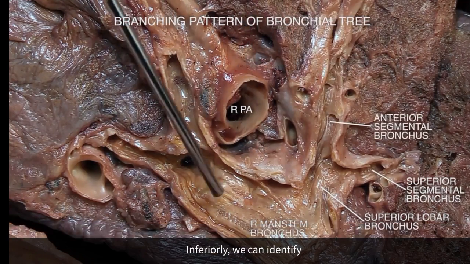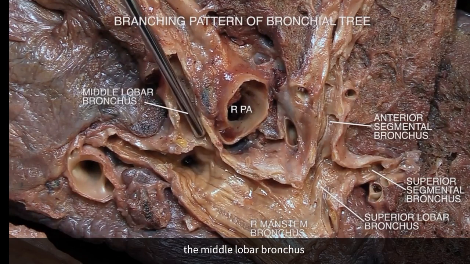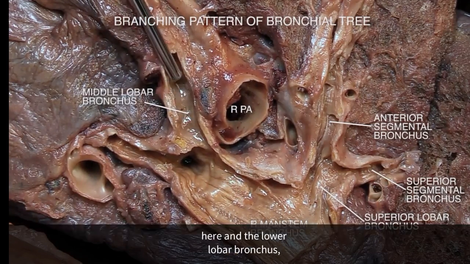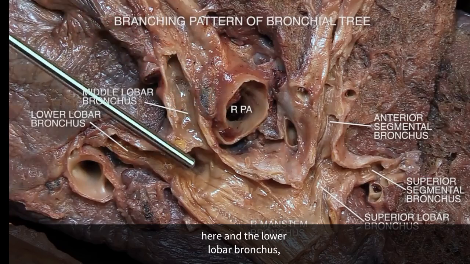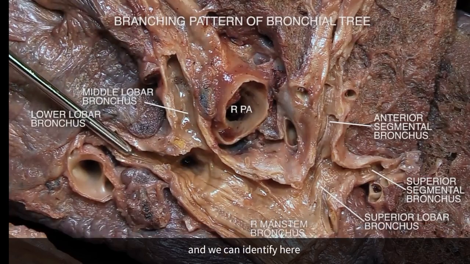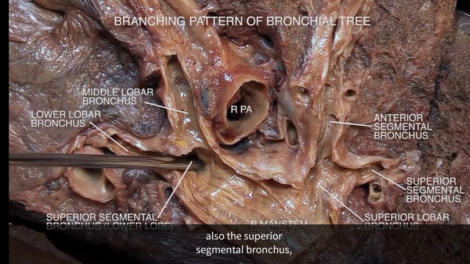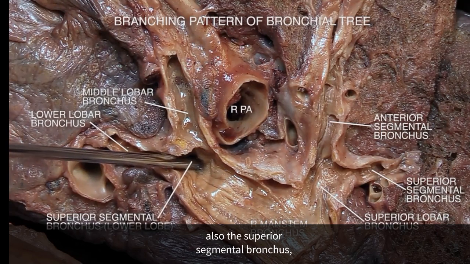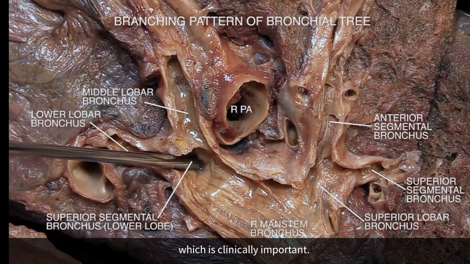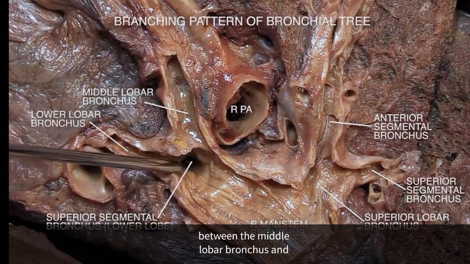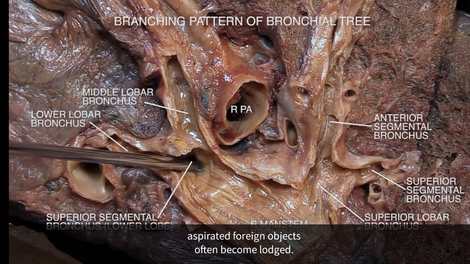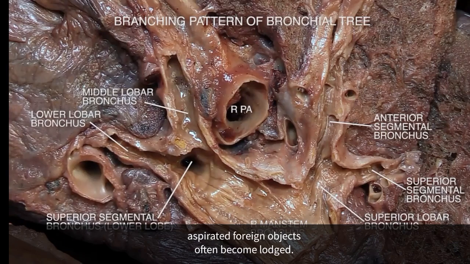Inferiorly, we can identify the middle lobar bronchus here and the lower lobar bronchus, and we can identify here also the superior segmental bronchus, which is clinically important, and it is at this branch point between the middle lobar bronchus and the lower lobar bronchus where aspirated foreign objects often become lodged.